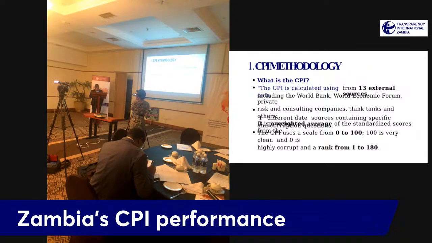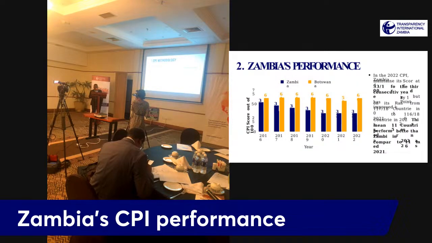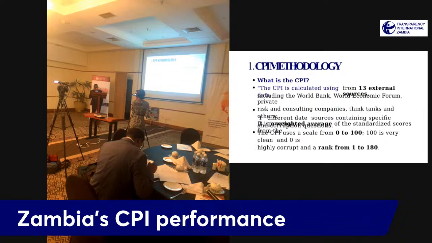In terms of interpretation, the CPI uses a scale of 0 to 100. 100 means the country is clean. 0 means that the country is almost completely corrupt. And it also ranks countries from 1 to 180. So, explaining the difference between the CPI score and the rank.